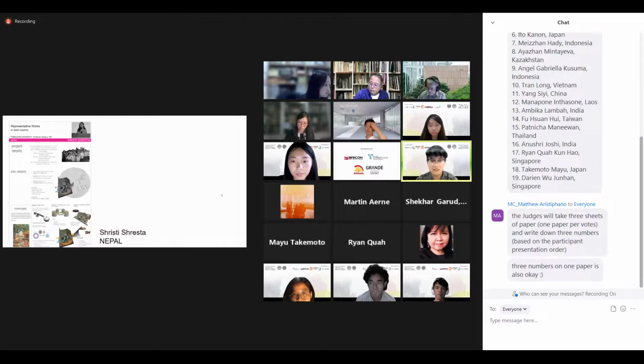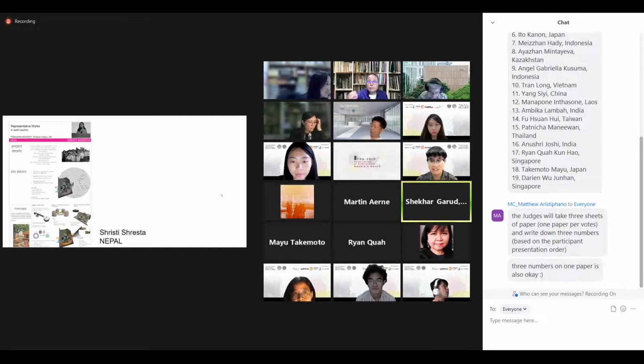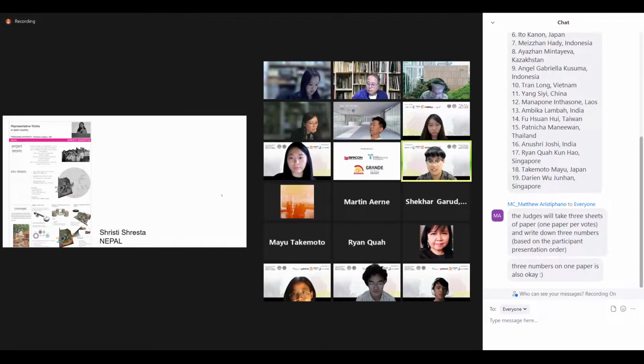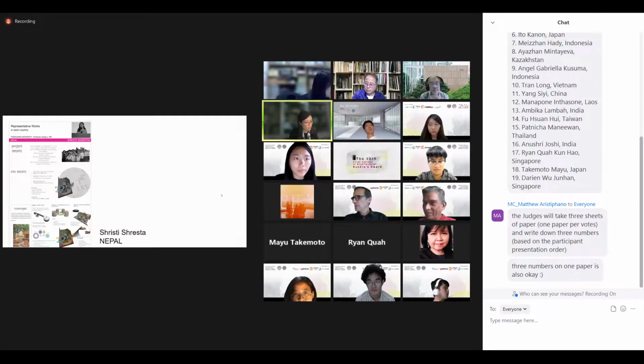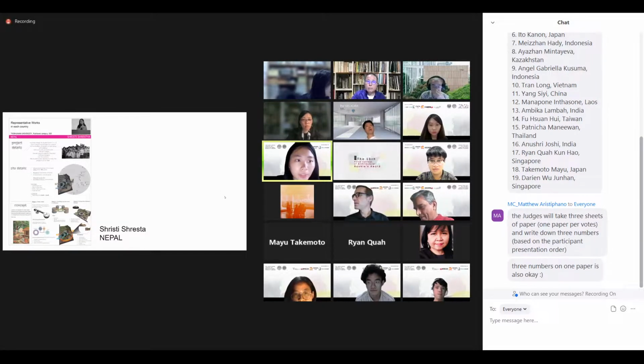And to answer the last question, if you feel like one paper per vote is too wasteful, you can also put 3 numbers on 1 paper. It's fine. Separated by a comma, perhaps? Yeah, separated by a comma is very good already. Okay, maybe we will give the judges some time to write down their votes, their nominees.